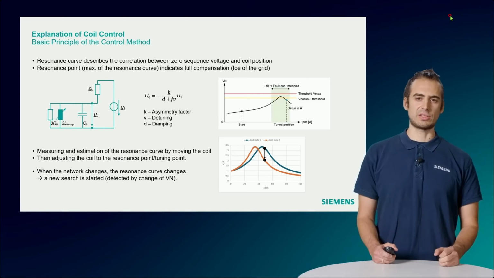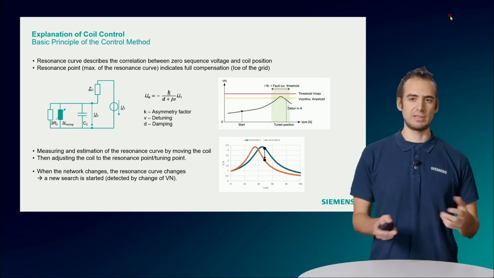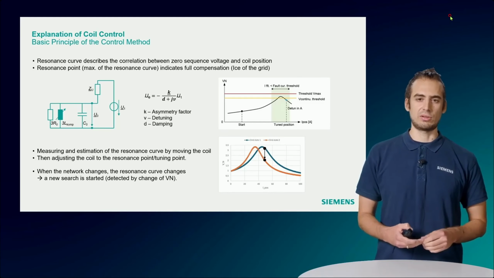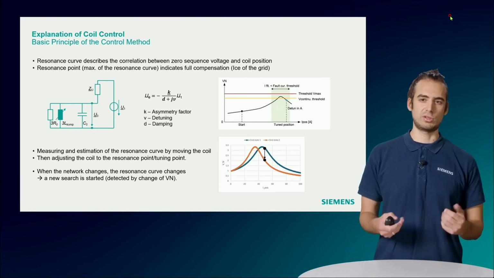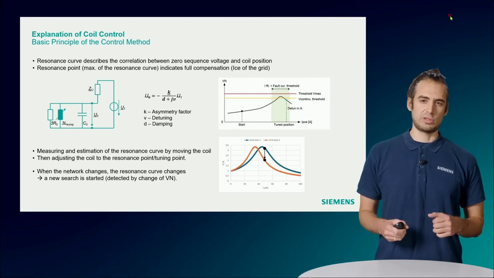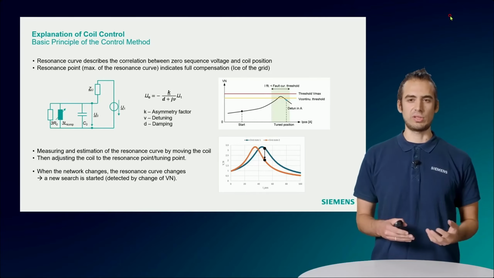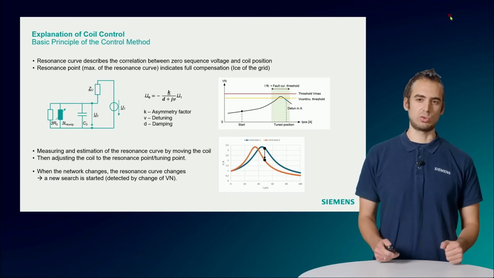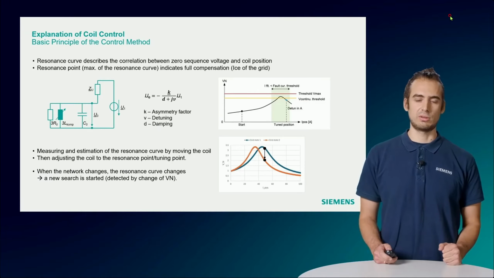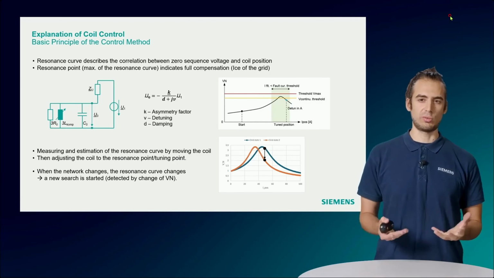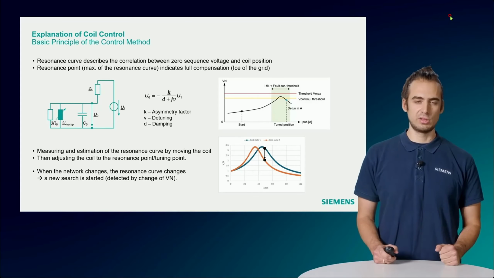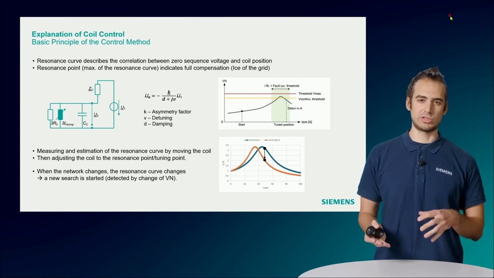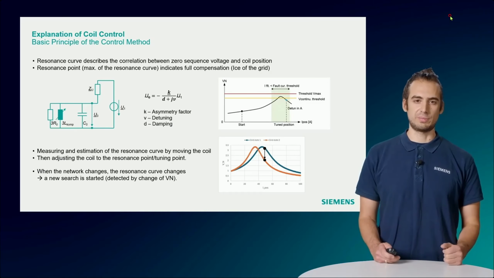And we will recognize a jump in the zero sequence voltage. This jump is then detected by the control function, which supervises the zero sequence voltage. When it detects such a jump, it knows we had a change in the grid, and then it will start a new tuning process. So it will measure the second resonance curve and then tune accordingly on the new resonance curve. And all this tuning will, of course, be done in the healthy state of the grid, so that if a ground fault occurs, the grid is already compensated.